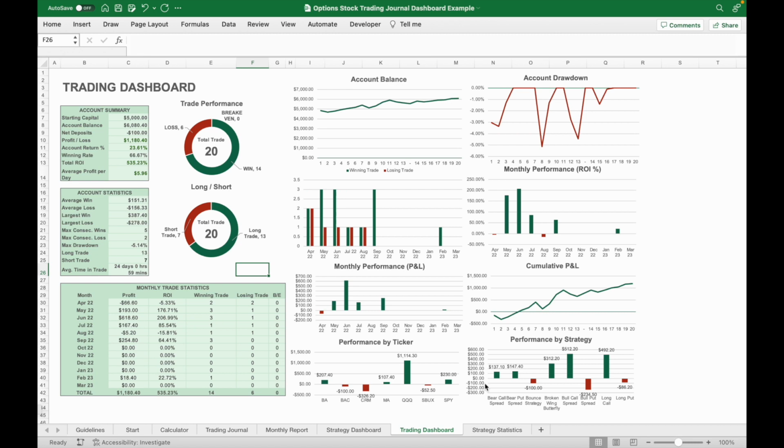In this video, I will guide you through the process of using this trading journal to track single leg option, multi-leg option, going long for stock, and going short for stock.